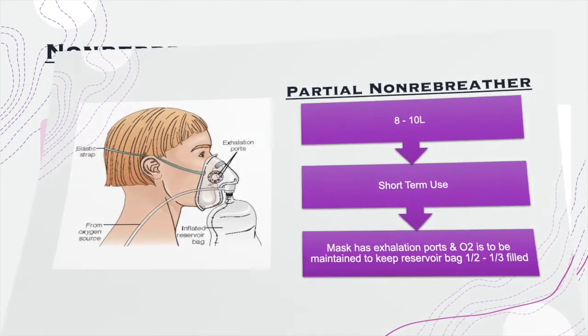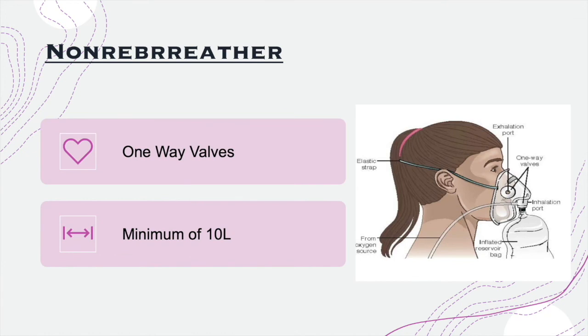Lastly, we get to our non-rebreather face mask. It's the last resort when it comes to the face masks. Now, there are one-way valves on this mask, which is going to prevent any exhaled air from entering the bag, which furthermore provides a constant oxygen supply to the patient. Also, a non-rebreather mask provides a minimum of 10 liters of oxygen, which is going to help maintain the inflation of the bag attached to the mask.